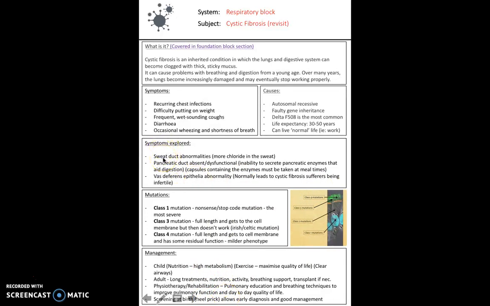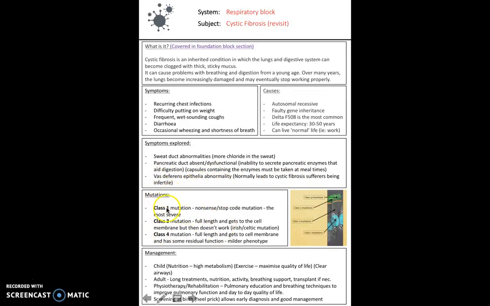These are the symptoms explored, so this is a little bit like the pathophysiology behind it. So why do they have the symptoms that they do? They have sweat duct abnormalities, which cause more chloride in the sweat. They have pancreatic duct absence, so this is a real problem in terms of digesting food because they're not able to secrete those pancreatic enzymes. As a result, they have to take capsules at mealtime in order to aid digestion. This usually, however, leads to them possibly being a lower weight than normal people. And then you have this vas deferens epithelial abnormality as well, which usually leads to cystic fibrosis sufferers being infertile.